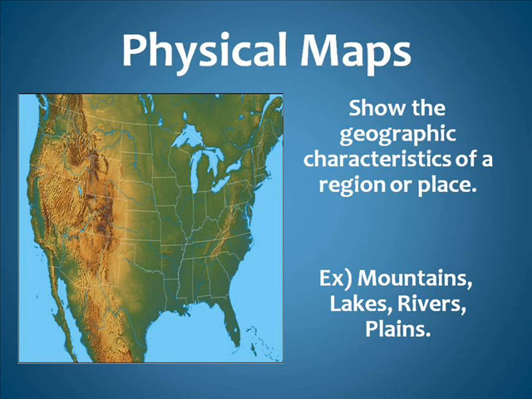Physical maps show the geographic characteristics of a region or place. For example, mountains, lakes, rivers, plains. So if you look at the picture there of the United States, that is a physical map. And you can see on the western seaboard all of the mountains, and kind of in the middle of the country, the Great Plains. And on the eastern seaboard, you can see the Great Lakes. You can see also some of the rivers too. So the physical maps show geographic characteristics of a place.